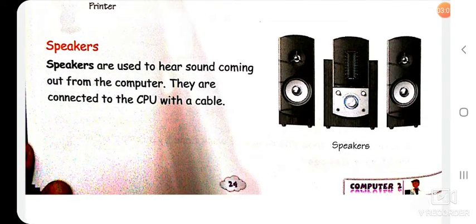What is a speaker? Speakers are used to hear sound coming out from the computer. They are connected to the CPU with a cable. So we use speakers to hear music and other sounds on a computer, right? Speakers are also connected to the CPU through a cable. So what is the use of a speaker? We use a speaker to hear music and sound on a computer.